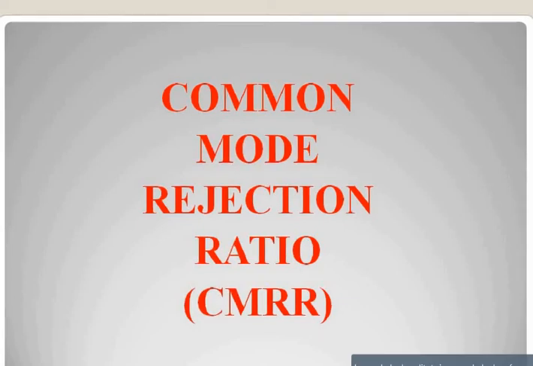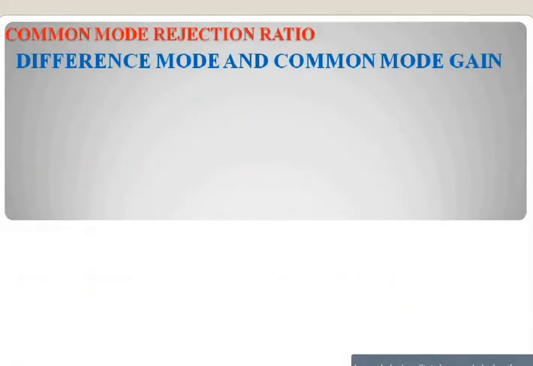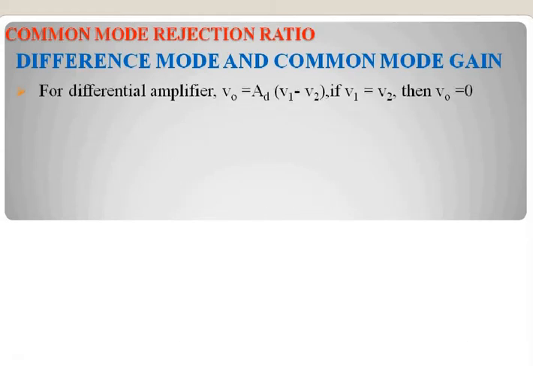The topic is common mode rejection ratio, CMRR. First we can see what is difference mode gain and common mode gain. For a differential amplifier, output voltage V0 is given by differential gain AD into V1 minus V2. So the output voltage depends on the difference of two input voltages. If V1 and V2 are same, V1 minus V2 will be 0, hence the output voltage will be 0.